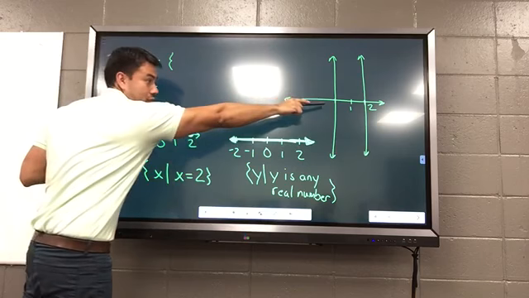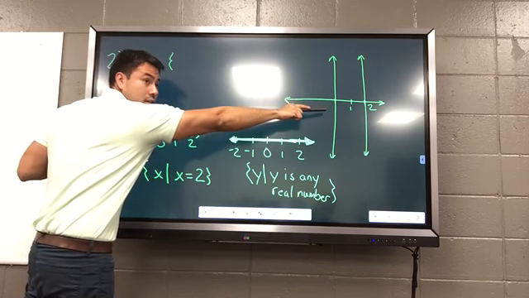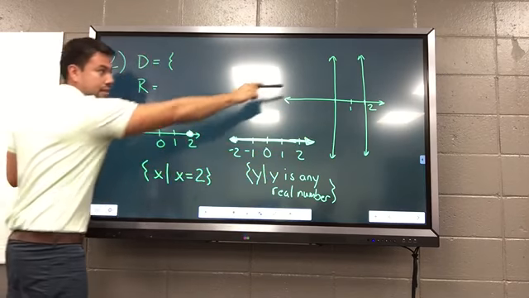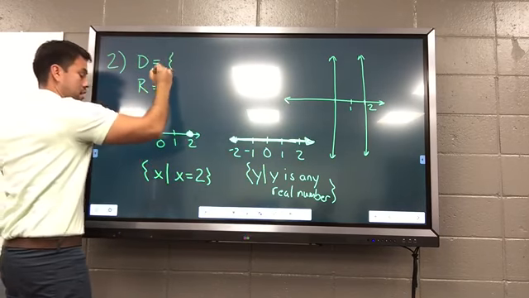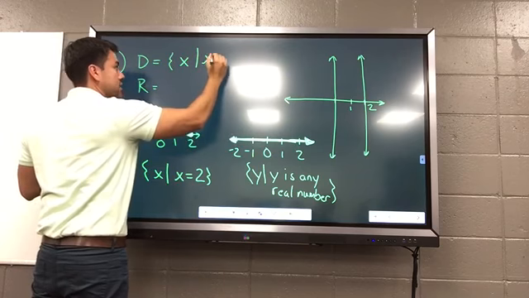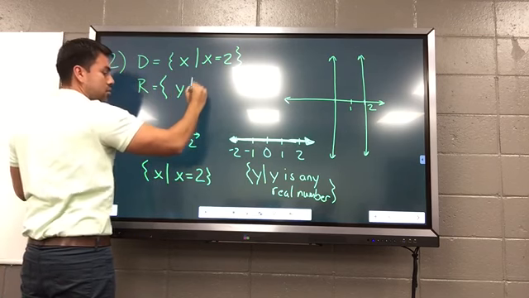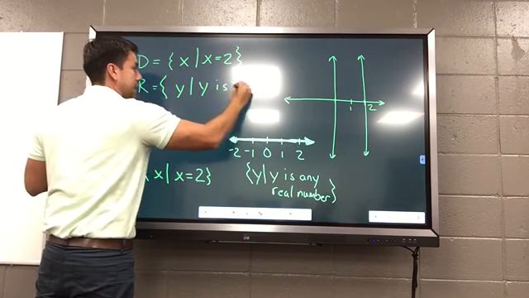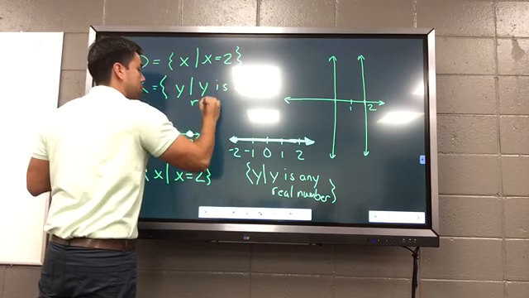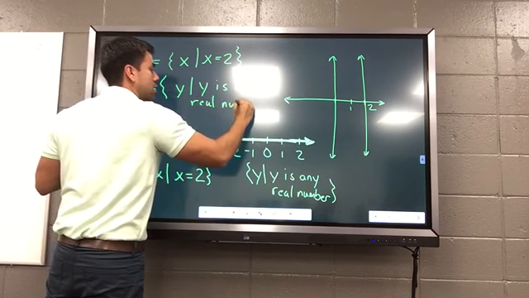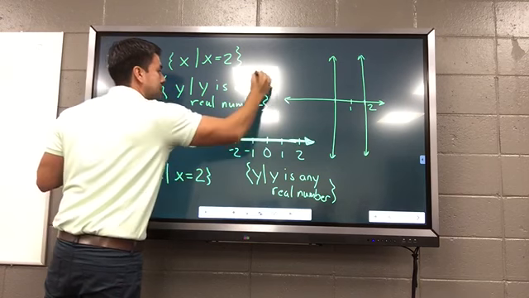That's this graph right here. This right here is the graph. The domain: x is any number such that x is equal to 2. And the range is: y is any number such that y is any real number. And you're like, how is that even possible?